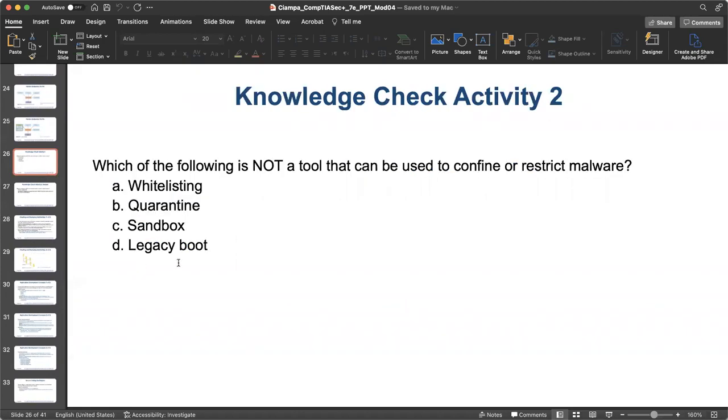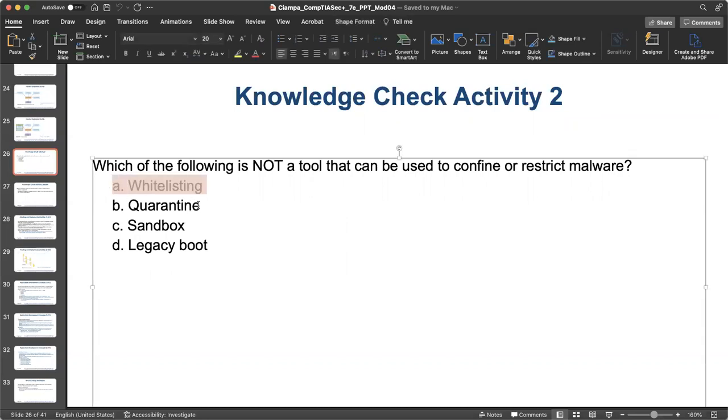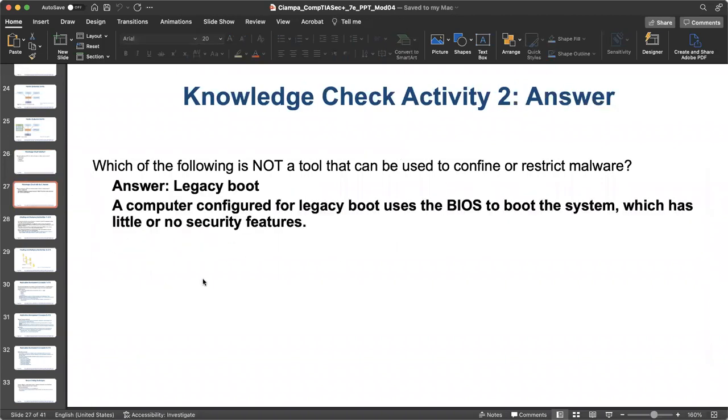So basically, you can use whitelisting, quarantine, or sandbox in order to confine a malware. Legacy boot was to protect a secure boot. Remember, we talked about this prior to the concept of malwares at the beginning. That's really not where a malware is existent, because when you're booting, you're not still having the operating system up and running.